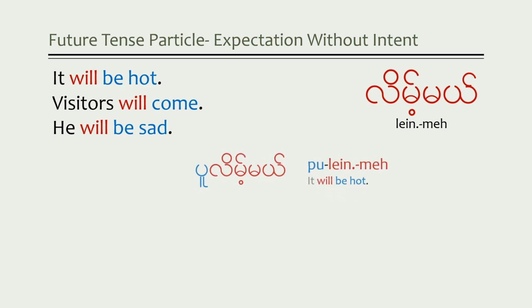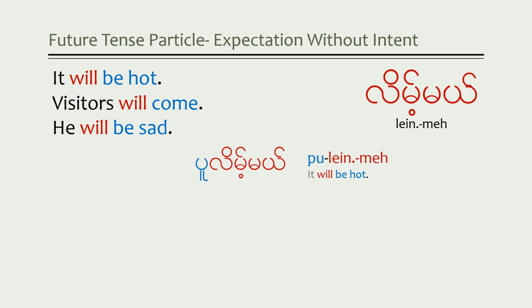So our first sentence, it will be hot. Pule me. Now, this is not something you're going to do or be, but you expect it to happen because you saw the forecast, or you just know that this time of year it's hot. You don't intend for it to happen, and it's going to happen regardless of whether you want it to or not. So that's one kind of sentence where this particle combination could be used. Let's look at another example.